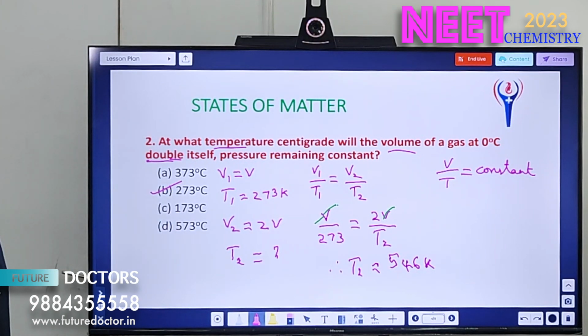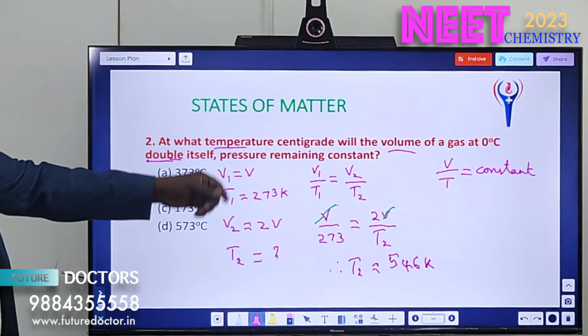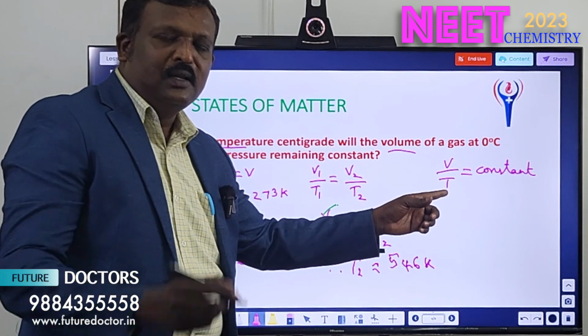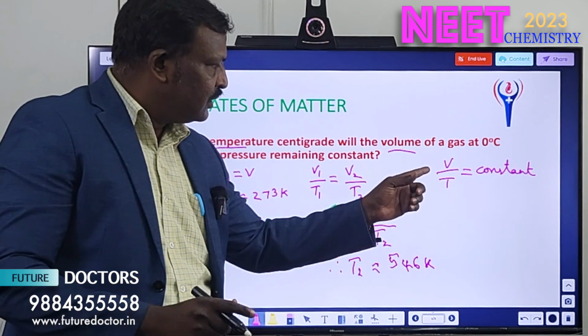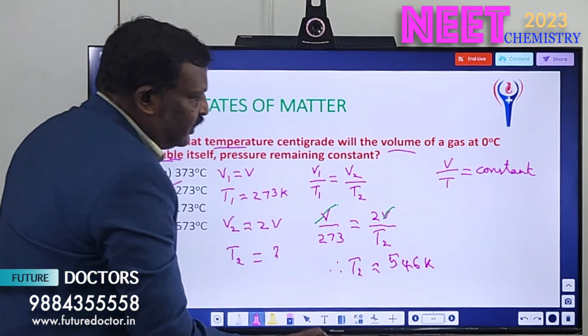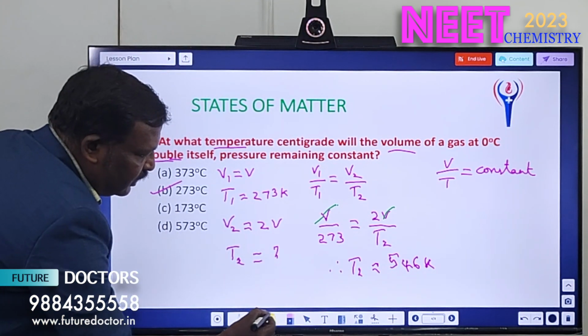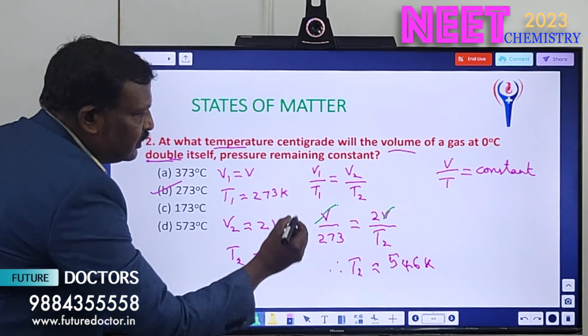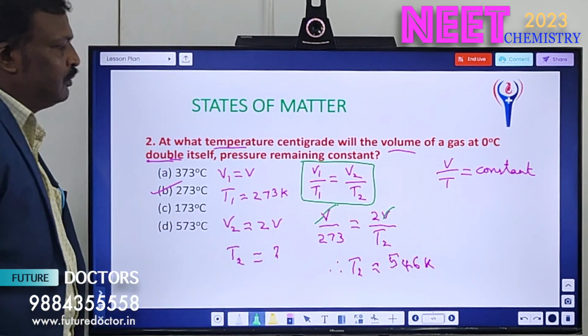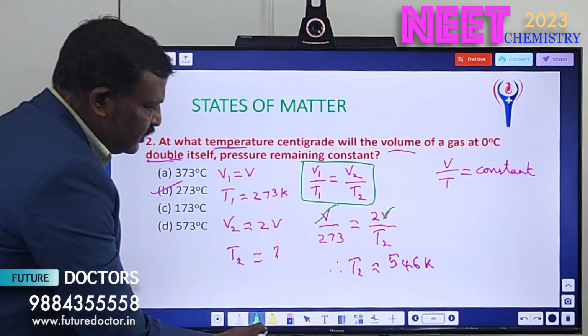Are you following? Okay. So this sum is based on Charles law. Understood? Because volume and temperature means Charles law. Pressure and volume means it's called Boyle's law. Understood? Okay. Now see the next one. Just remember the formula. This is the formula. Just memorize the formula. Okay. Now see the next one.